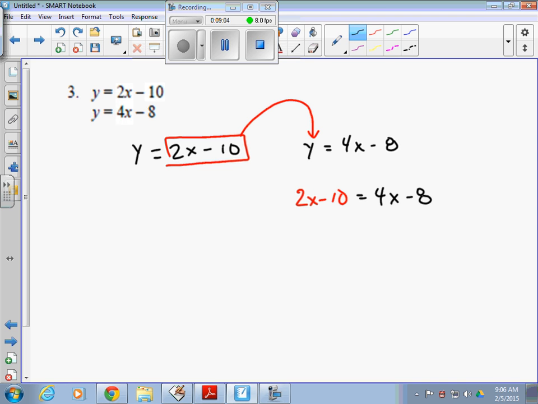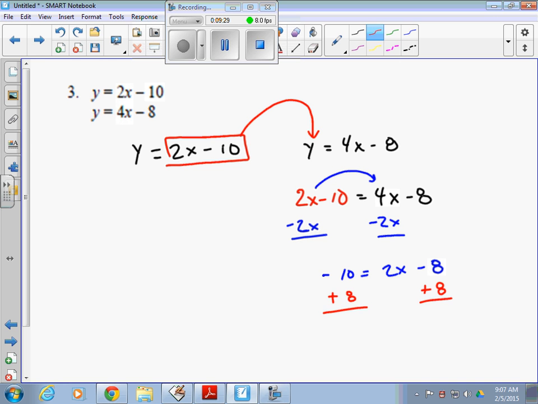Now we've got x's on both sides. Bring your smaller 2x over to your larger 4x side by subtracting it. You subtract it there, do it here. 4x minus 2x is 2x. You still have negative 8 on the right. You still have negative 10 on the left. Undo minus 8 by adding it to both sides.